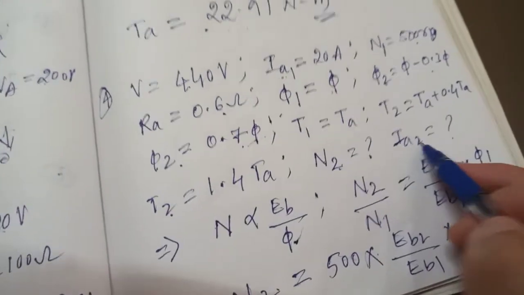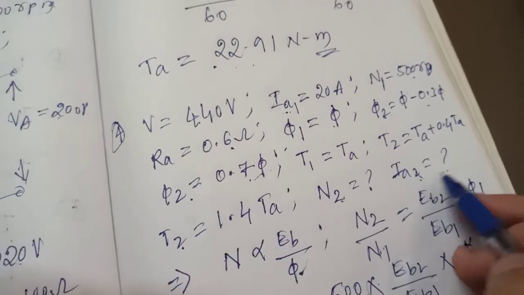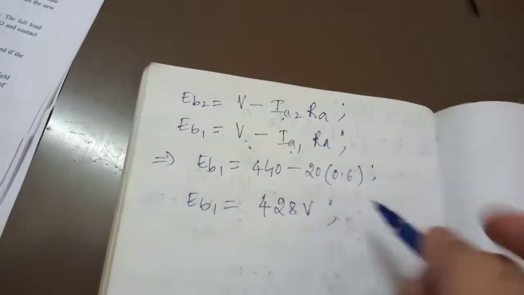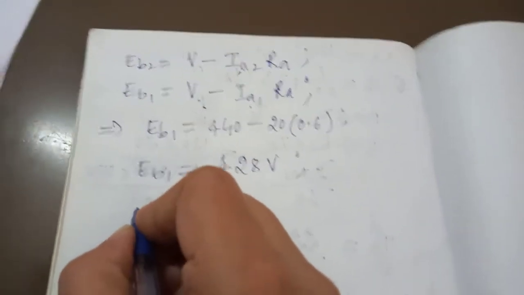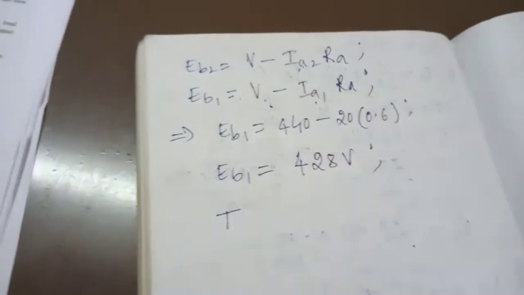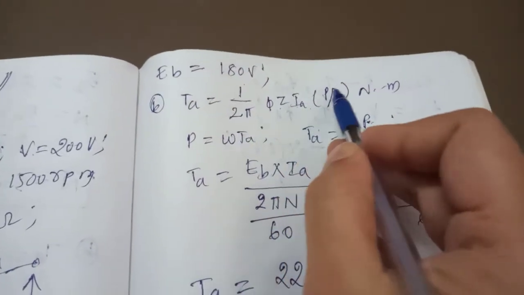But to calculate EB2 I had to calculate IA2. IA2 is the question mark again. IA2 I have to calculate. In the problem itself they have not given IA2, I have to calculate it, but IA2 I don't have. So to calculate IA2 I have another formula, that is torque is directly proportional to, what is the formula for torque? Torque is equal to 1 by 2 pi into phi into Z into IA into P by A.